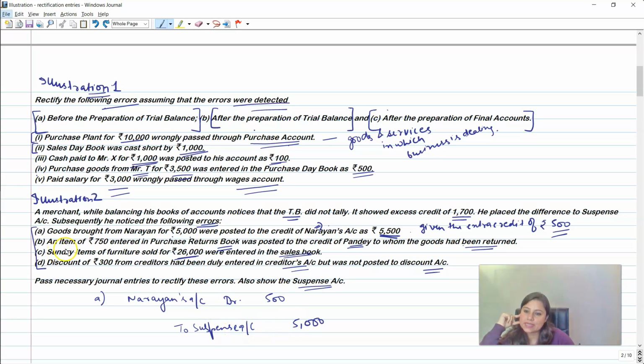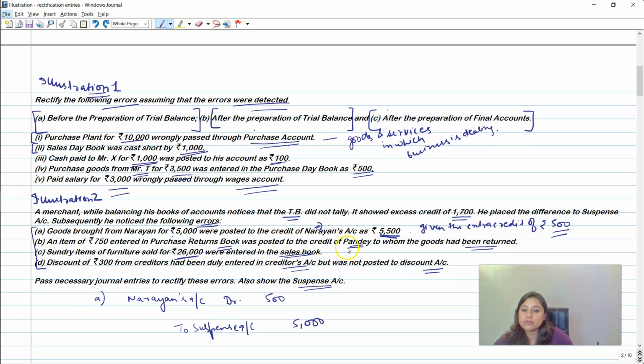So point B says that an item of rupees 750 that is entered in the purchase returns book was posted to the credit of Pandey to whom the goods have been returned. Now the error here is that the purchase returns, which should have been debited in the account of the person to whom the goods have been returned, we have wrongly posted to the credit of that particular person's account. So in order to rectify this particular error, we would have to double the impact.